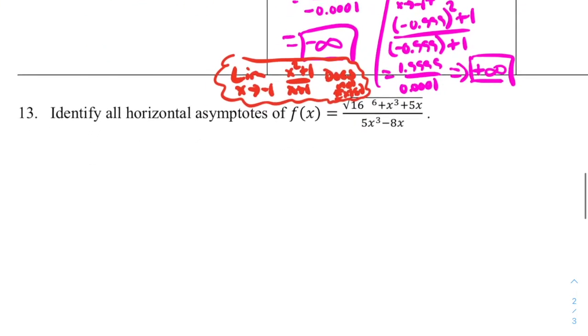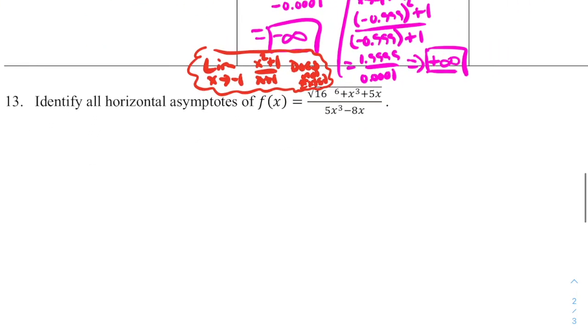All right, we're on our last one, number 13. Identify all horizontal asymptotes of f of x. We've got the square root of 16x squared plus x to the third plus 5x, all divided by 5x cubed minus 8x.